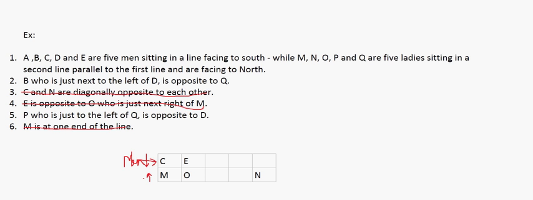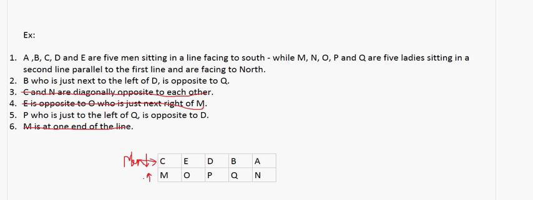Now we are left with fifth and second. Fifth statement says P, who is left of Q. So P is on the left of Q, right? Is opposite to D. So P is opposite to D, D is here, right? And B, who is on the left of D. So B is here because B is on the left of D, and it says is opposite to Q. So this is right placement, and A is here.